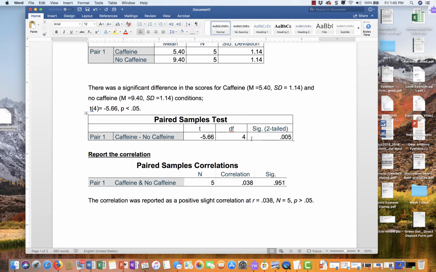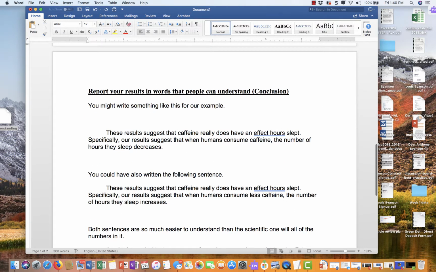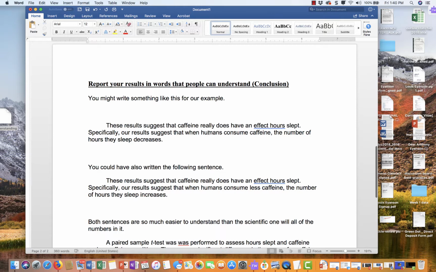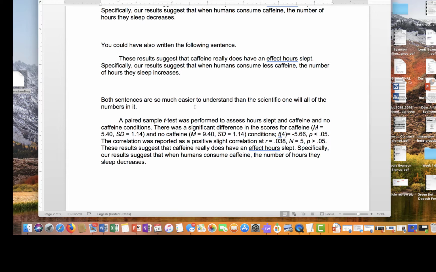And then of course I wrote it down here, much better. The results suggest that caffeine really does have an effect on hours slept. Specifically, our results suggest that when humans consume caffeine, the number of hours slept decreases. Okay, I wrote a second one here. Here is the entire write-up at the end.